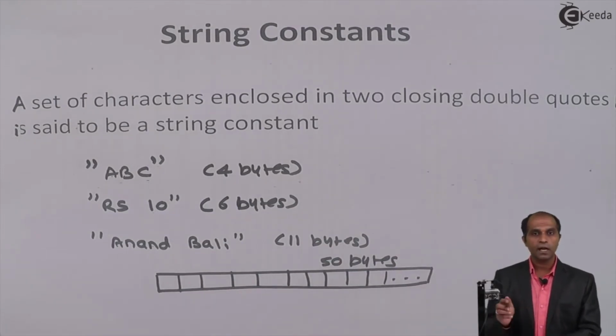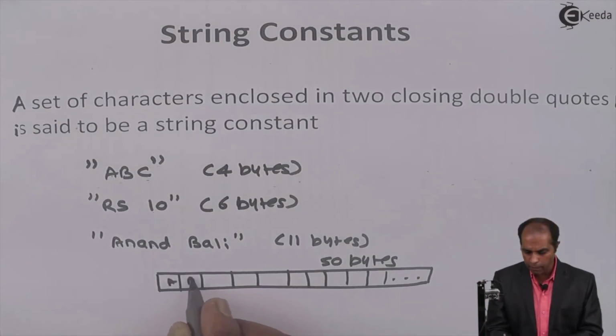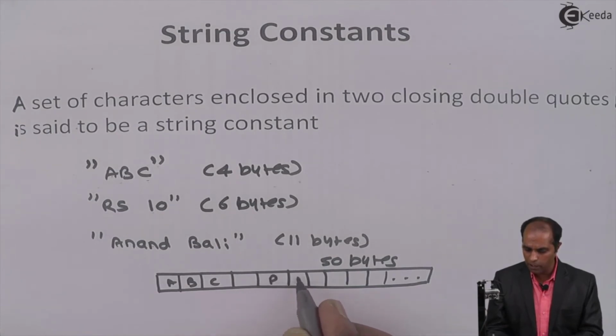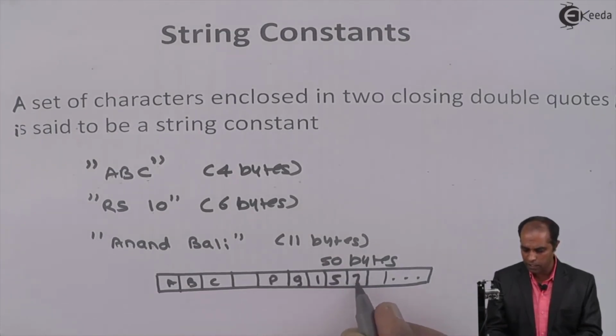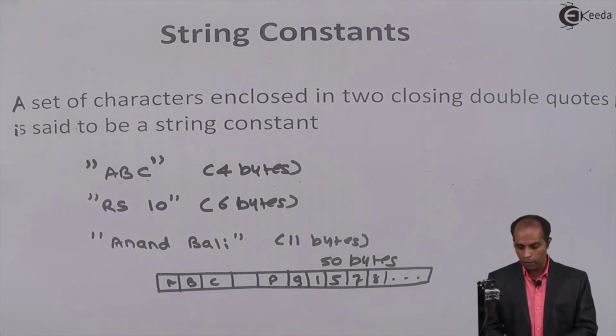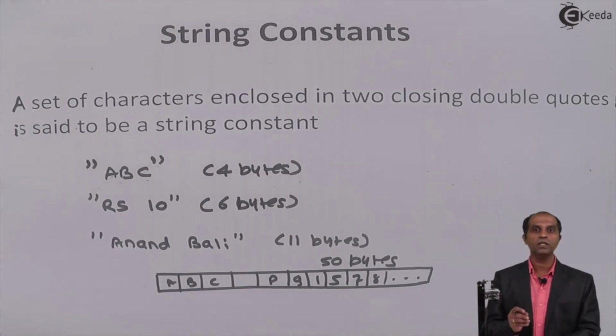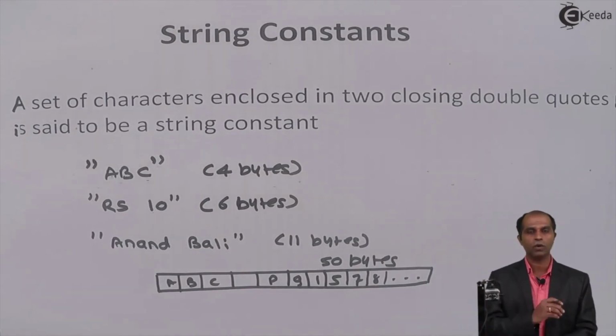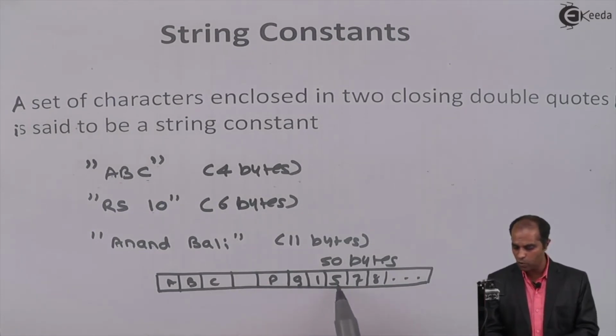Suppose I had to store A, B, C. If I say A, B, C, and let's put some garbage values at the other places, say P, Q, 1, 5, 7, 8. Let's assume one character at this place, say 2. Now looking at this memory, if I ask you what is the content which I have stored, definitely you will not be able to tell what exactly the contents are unless I spell it, that is ABC. I have A, B, C, 2, P, Q, 1, 5, 7, 8.